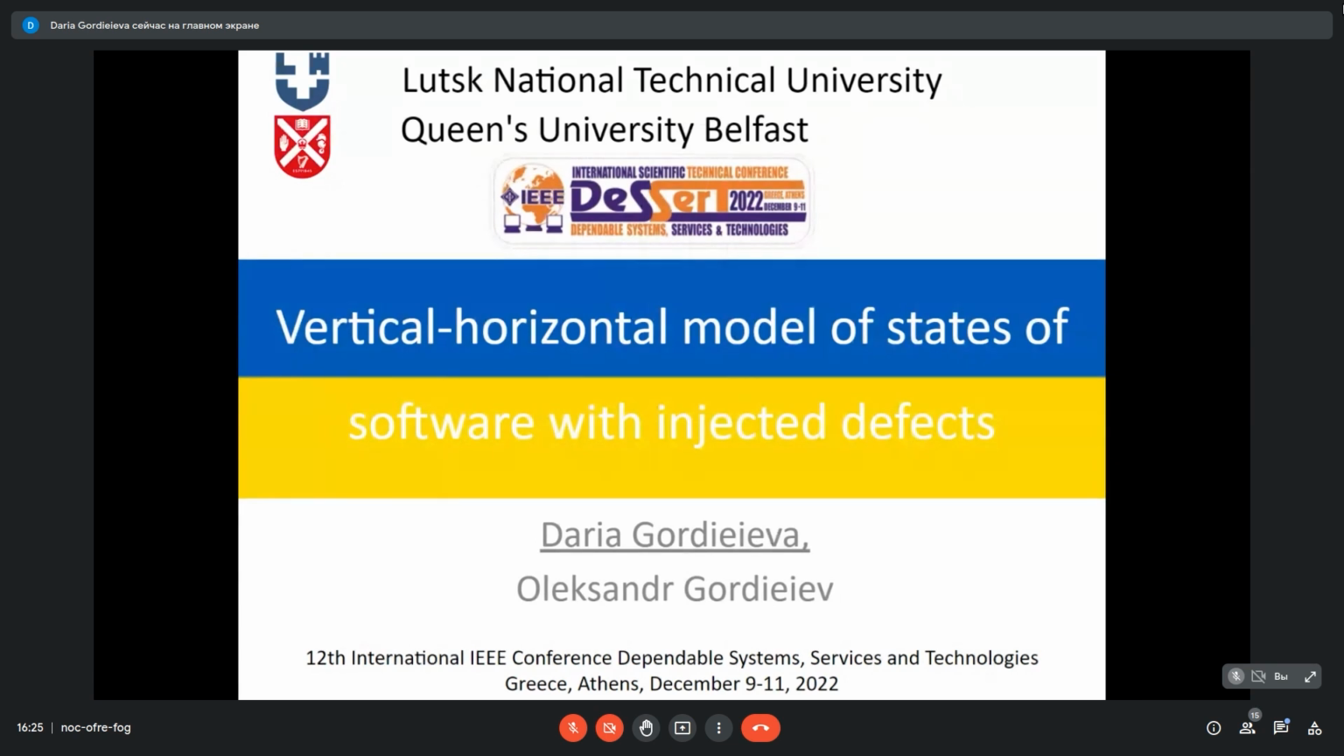Good afternoon. My name is Daria Gordeeva. I present to your attention a report on the topic: vertical-horizontal model of states of software with injected effects.